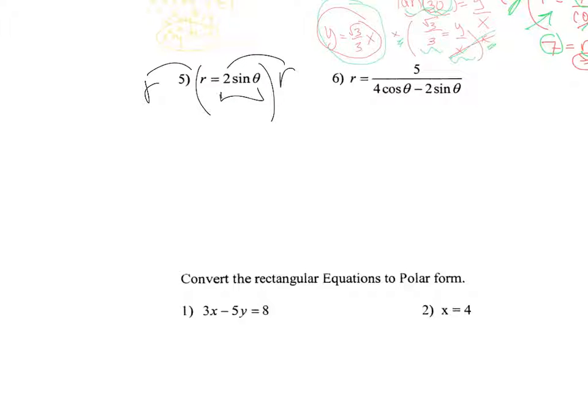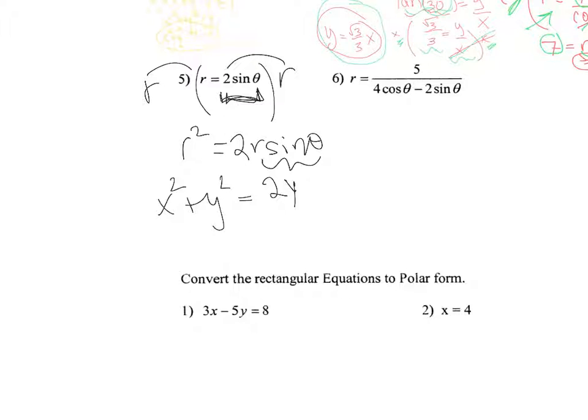Next one, we multiply both sides by r. Remember, we're just distributing. This is one term. So we get r squared is equal to 2r sine theta. We replace r sine theta with y, and r squared with x squared plus y squared. Get all terms on one side, so we have x squared plus y squared minus 2y equals 0.